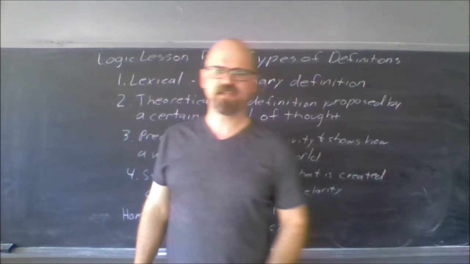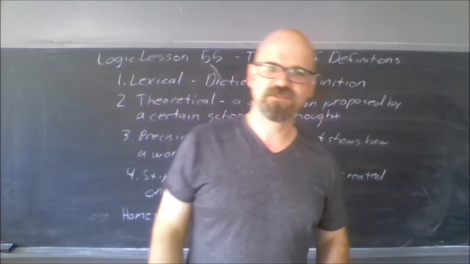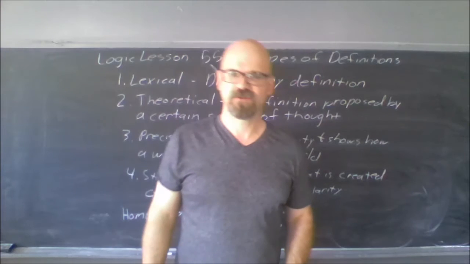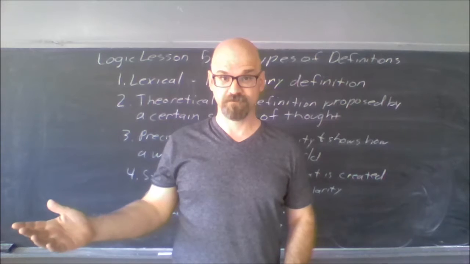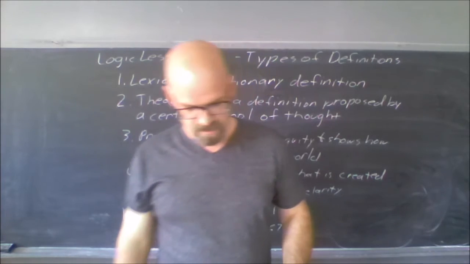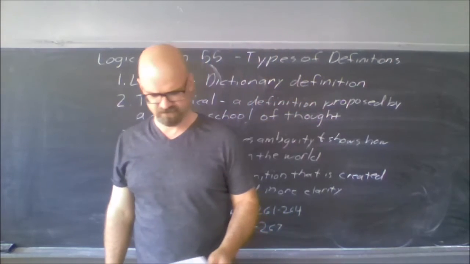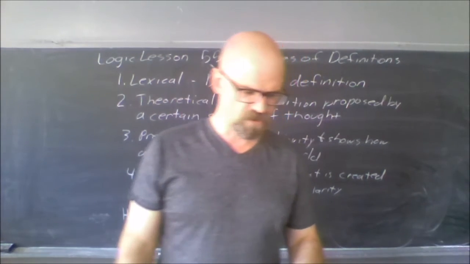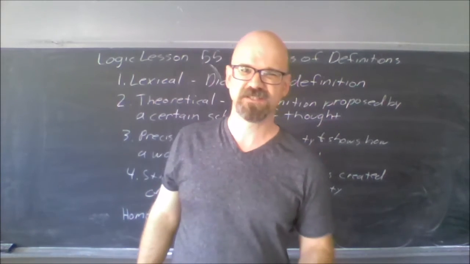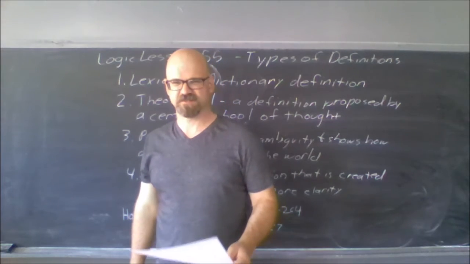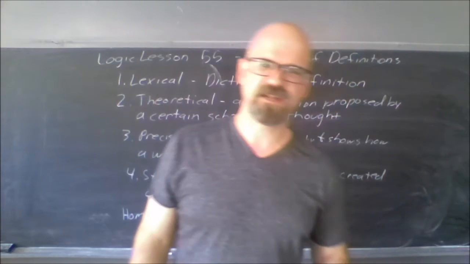Definitions should not be circular. Don't define the word using the word itself. So when you're defining the word poor, you don't say someone who is poor, right? Rule number three, definitions should not be too broad or too narrow. Number four, definitions should prefer positive comparisons to negative comparisons. So you don't say a house is a building that is not a barn.